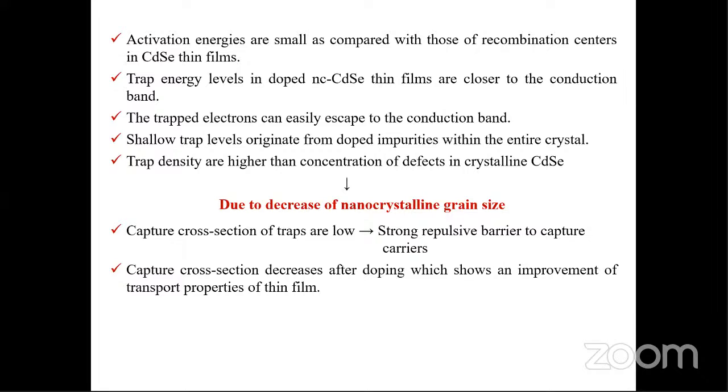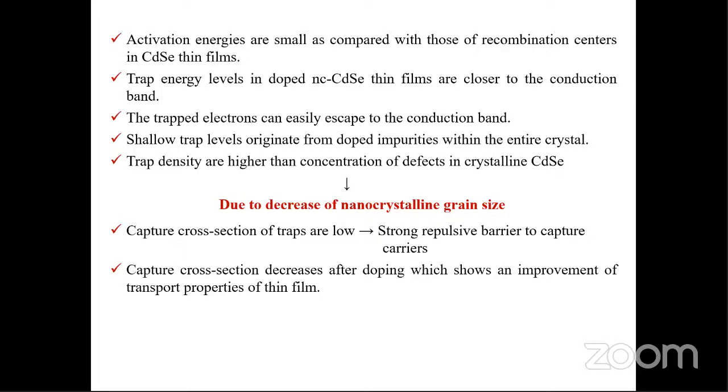The trapped electrons can easily escape to the conduction band because the trap energy levels are very close to the conduction band. These trap levels originate from doped impurities within the entire crystal, and the trap density that we have calculated is higher than the concentration of defects in crystalline cadmium selenide, which is due to the decrease of nanocrystalline grain size. All of us know that when the grain size decreases, the number of defect centers will increase.